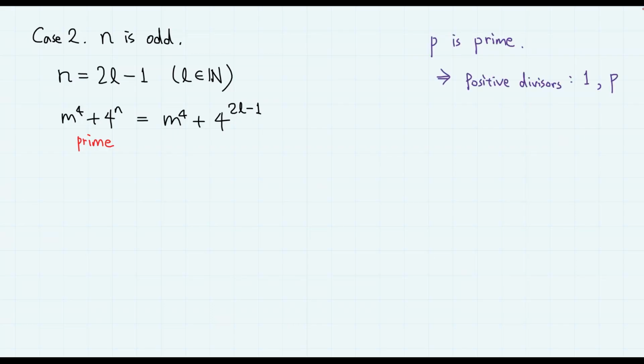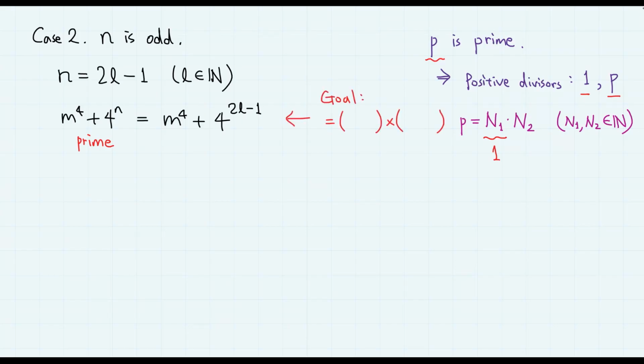One important property of a prime number p is that it has only two positive divisors, 1 and p itself. This means that if we express this p as the product of two natural numbers, n1 and n2, then one of them has to be 1. With this idea, let us try to express m to the fourth power plus 4 to the nth power as the product of two expressions. How can we do this? Well, this is the part where some experience-based ingenuity is required.